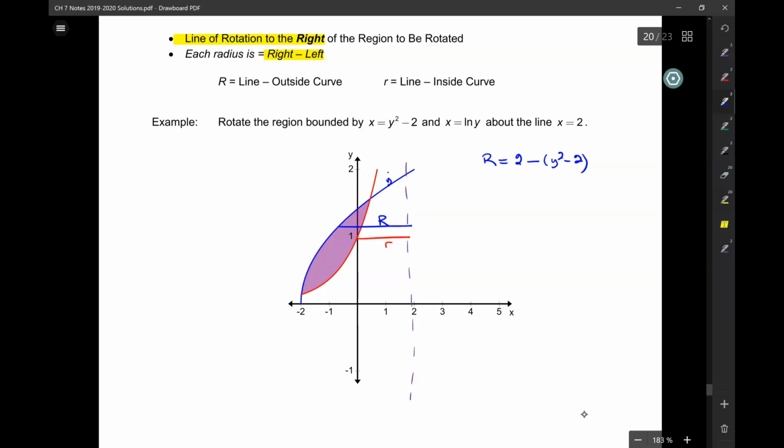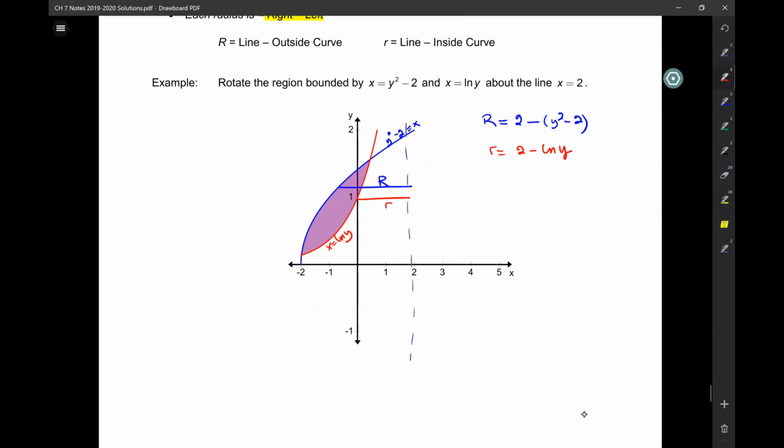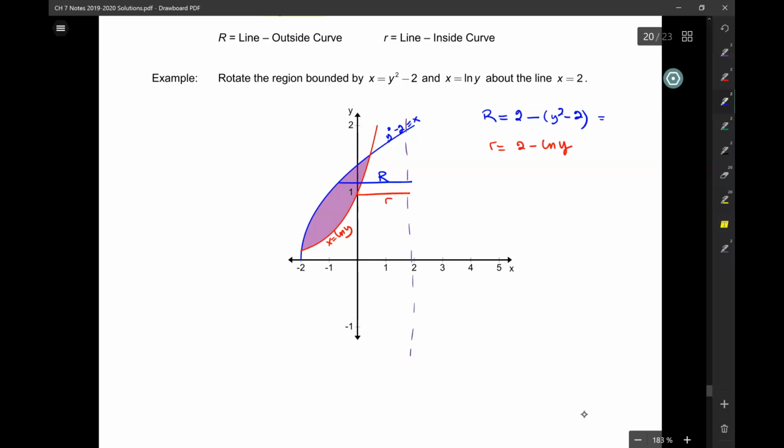So this line is y squared minus 2 equals x. And then the red one is x equals ln of y. So the little r is 2 minus ln of y. So if we simplify this, it's 4 minus y squared.